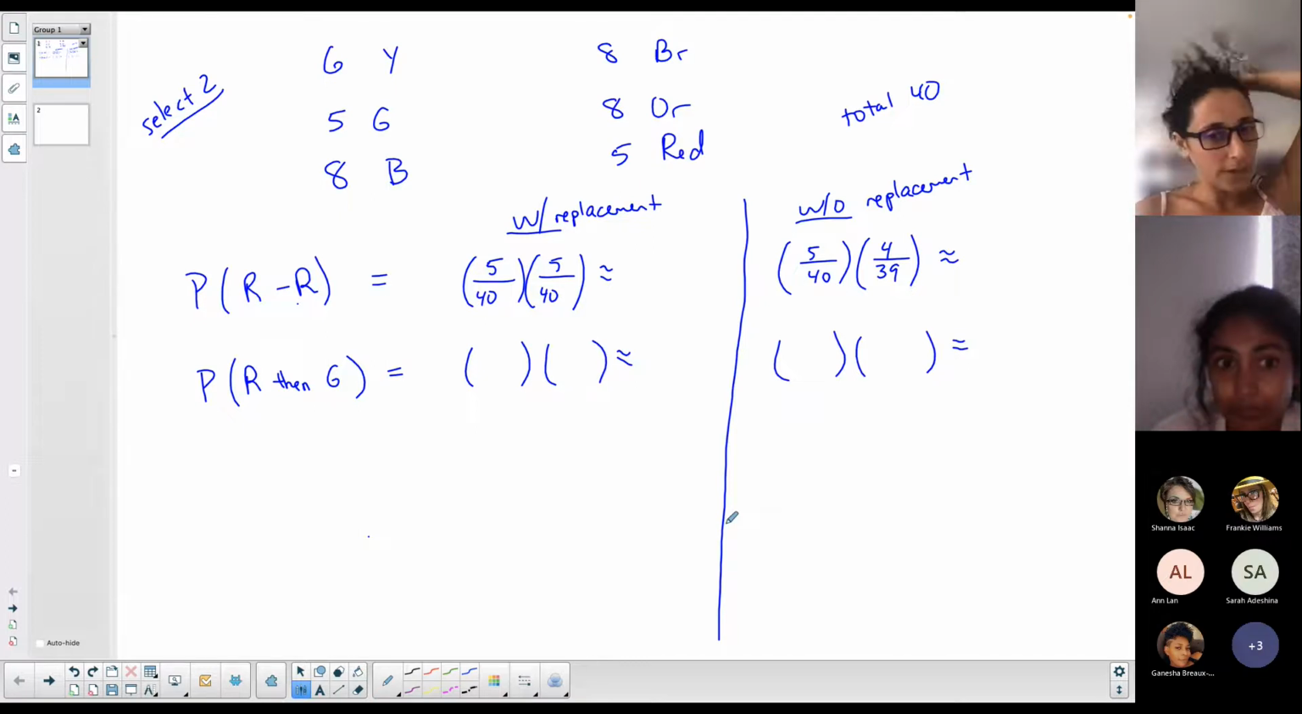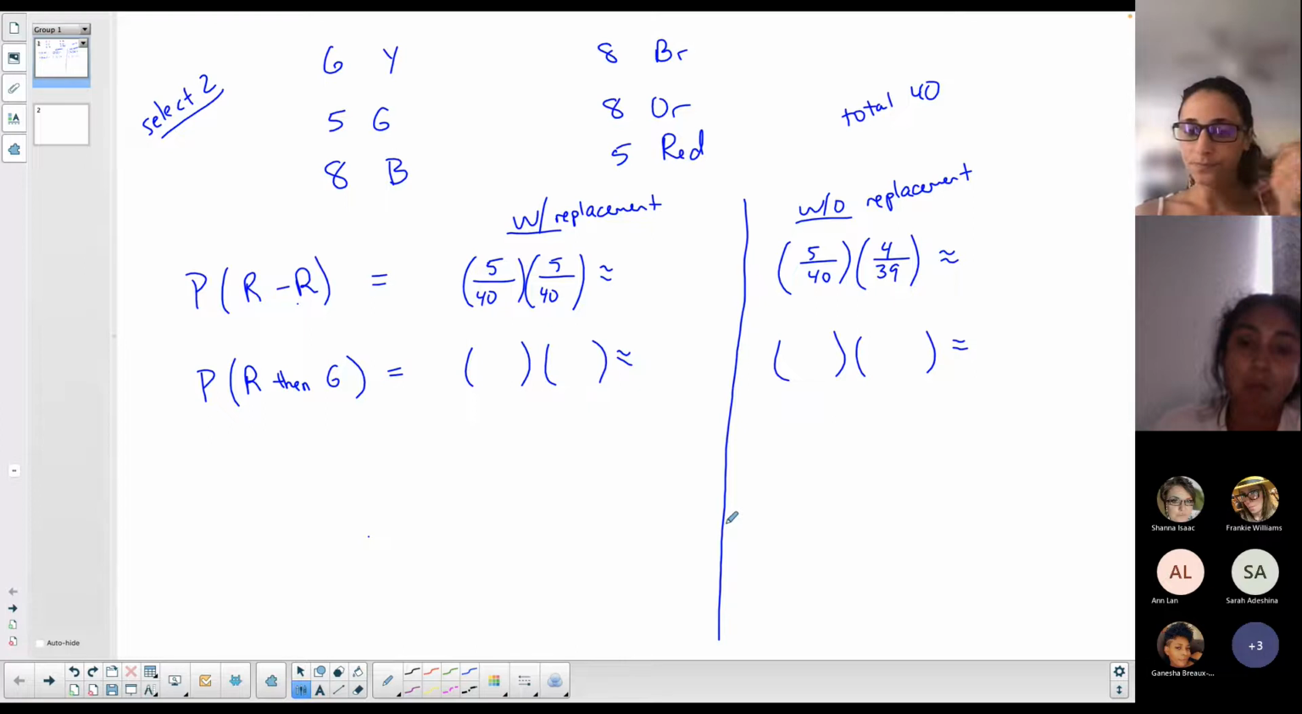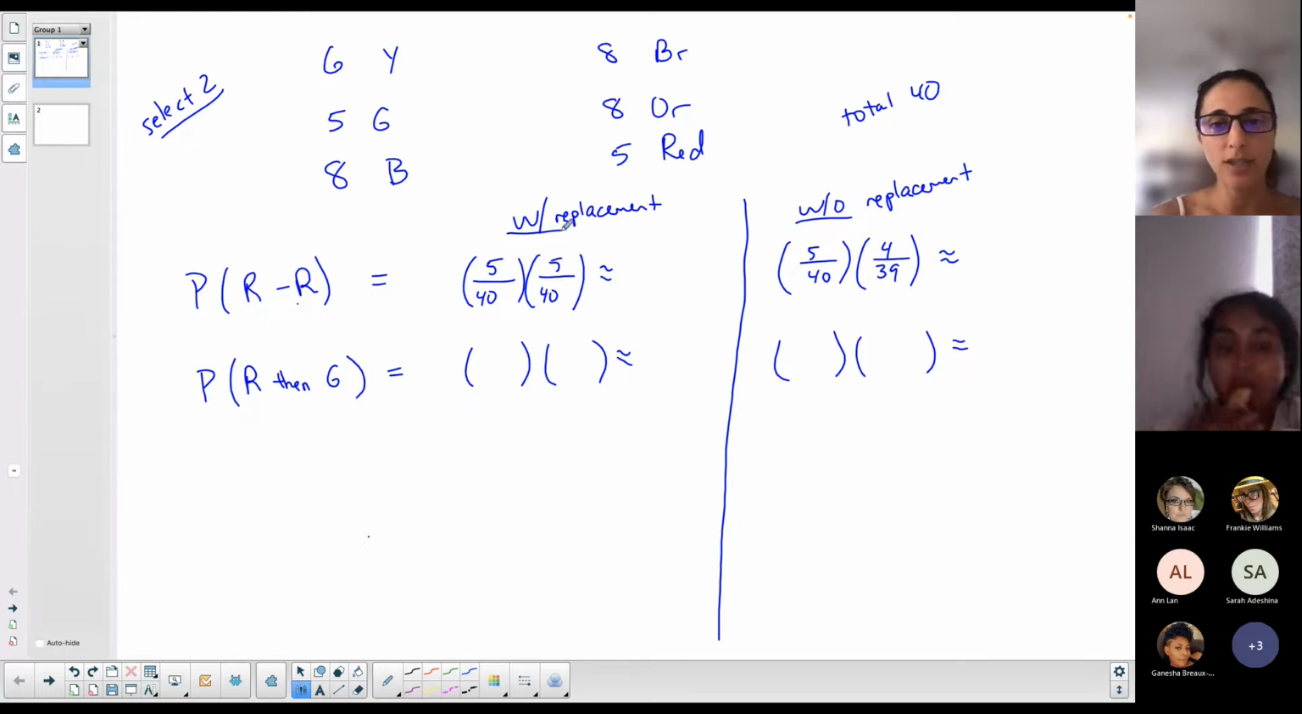And I'll show you on one of them how you can get the simplified fraction on the TI-84, but if you want approximated decimal, you can do that too. All right, cool. So with replacement, I go to this bag and I pick a red and then a green. So let's start with the red.